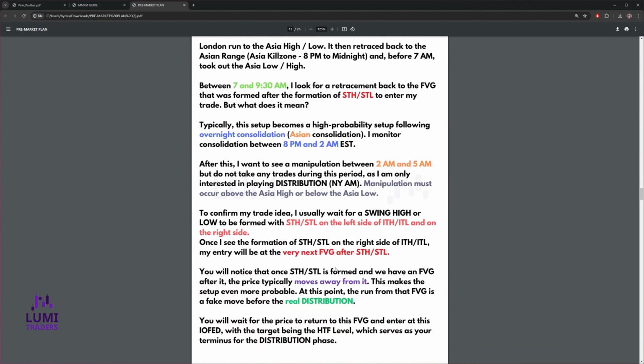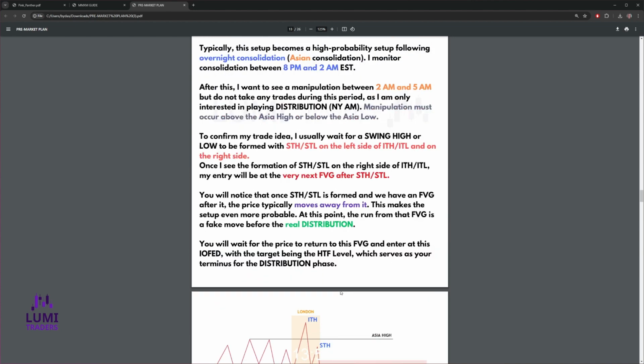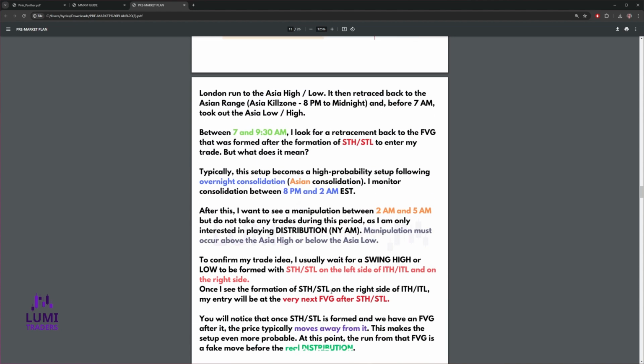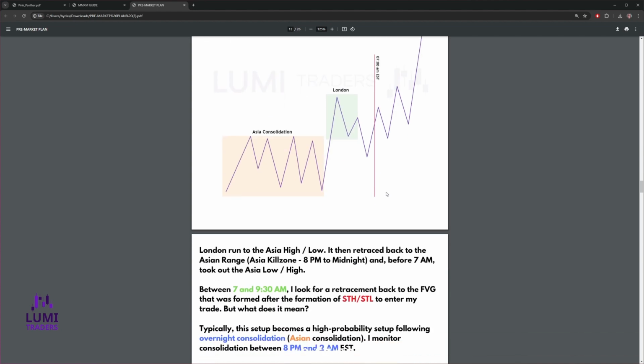Another case of how I use Asia and London is in terms of power of 3. What does it mean? London runs the Asia high or low. Let's talk about high. Let's say London runs the Asia high. It then retraces back to the Asian range, the Asia kill zone from 8 p.m. to midnight, and before 7 a.m. took out Asia low. Nice. We keep in mind that if Asia low never was taken before 7 a.m., we anticipate continuation of the London move.